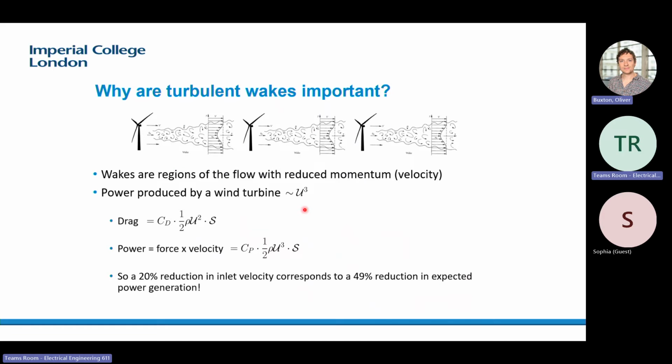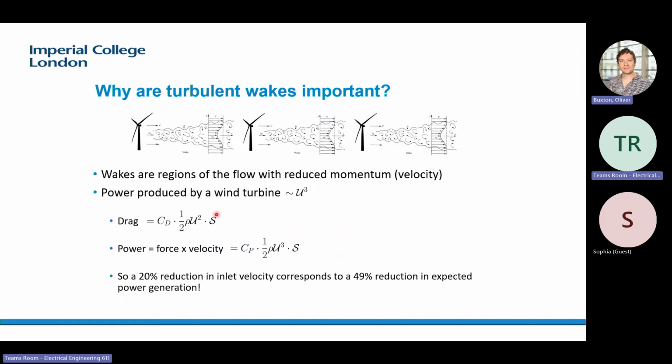So we've said that wakes are regions of reduced momentum. And so this obviously translates to a reduction in the amount of power that a turbine can harness when it's situated within the wake of an upstream turbine. So simply, we can show that in a sort of back of the envelope fashion, the power produced by a turbine is going to scale with the velocity cubed.